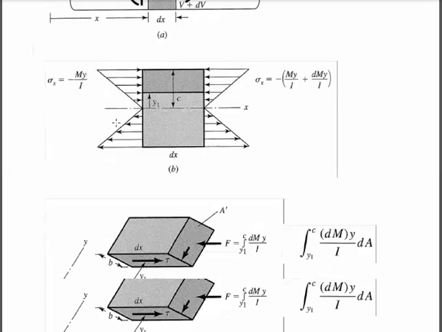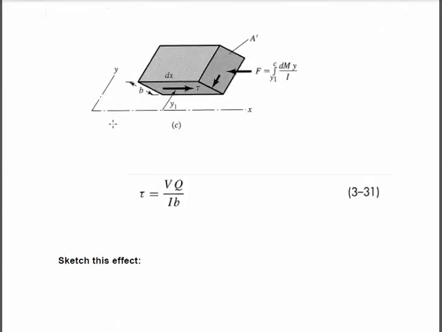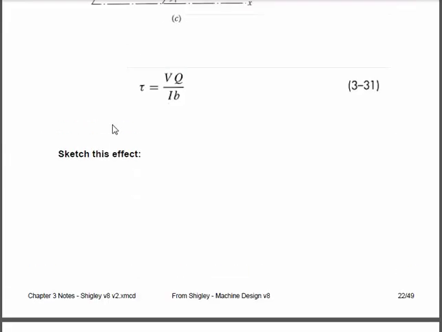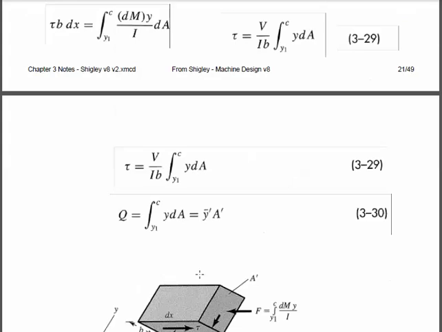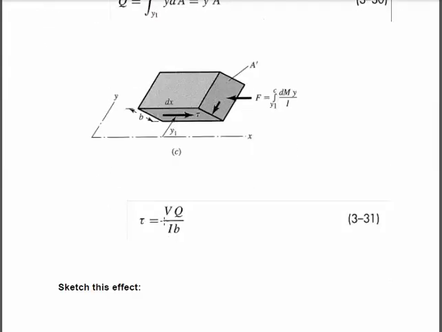Shear stresses, this is VQ over IB. I'll find a picture and remind you of what Q means. Okay, so here is the equation for shear stresses in beam bending, VQ over IB. Q is an integral from the place where you want to know Q to the outer fiber of the beam. It's an integral of y dA. And this integral of y dA, let's have a look at it.